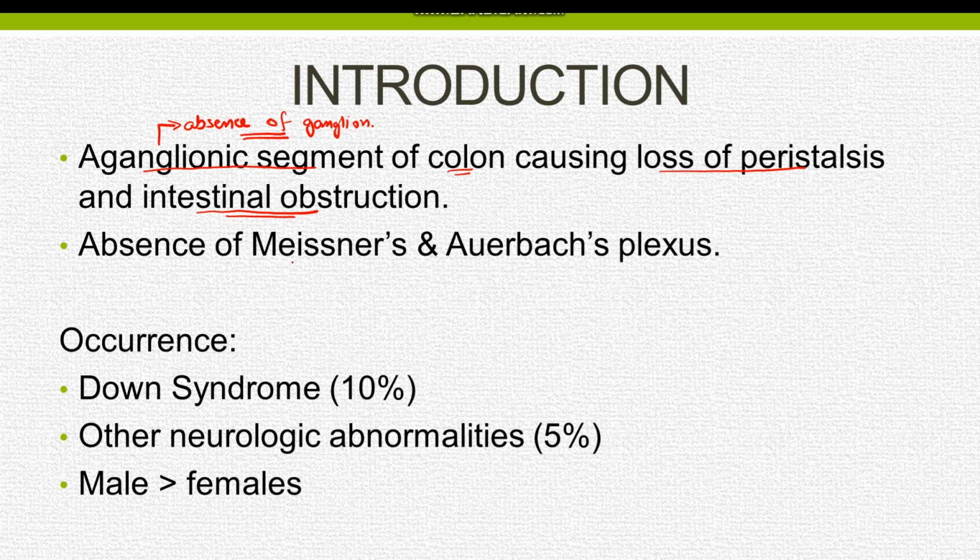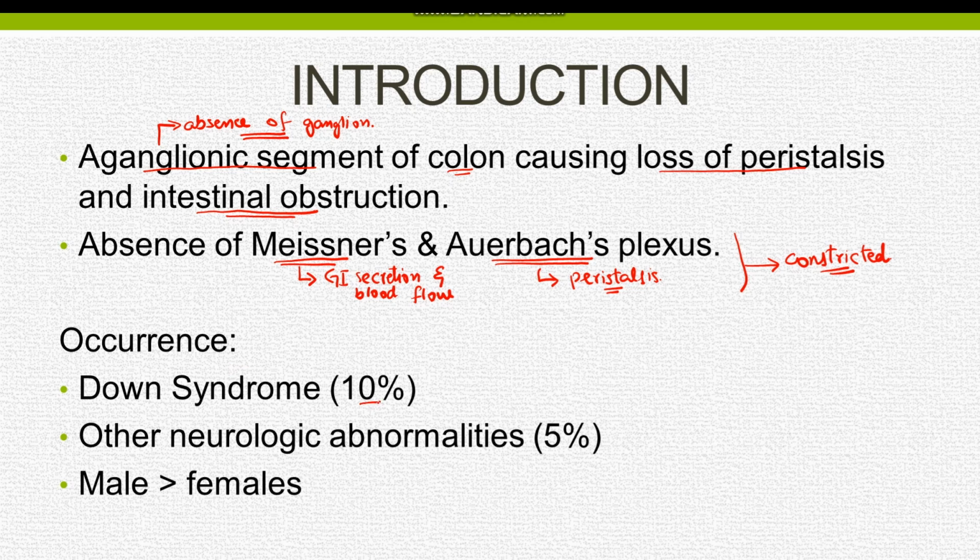There are two types of neuronal plexus. The first is Meissner's plexus and the other is Auerbach's plexus. Meissner's plexus controls gastrointestinal secretions and blood flow, whereas Auerbach's plexus controls peristalsis. In Hirschsprung disease, there is absence of both Meissner's and Auerbach's plexus, which results in the formation of an aganglionic segment which does not exhibit any peristalsis. So the segment remains constricted.